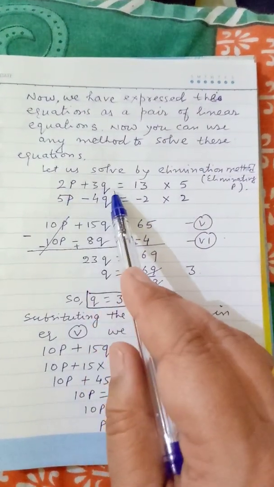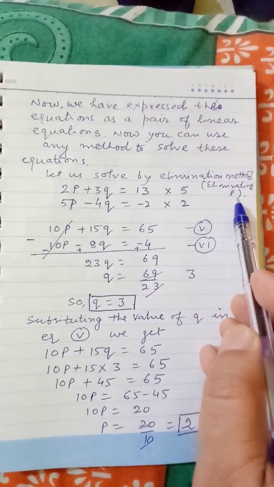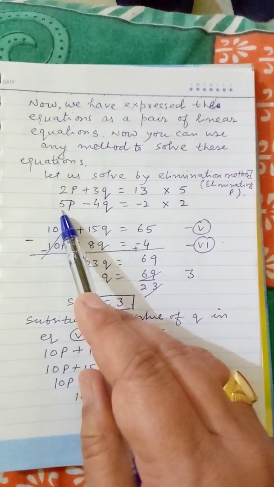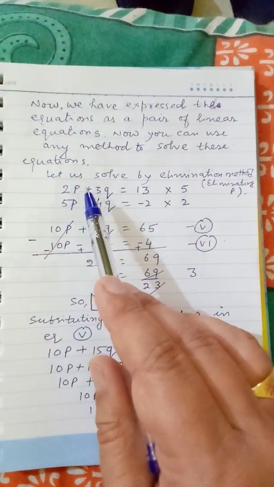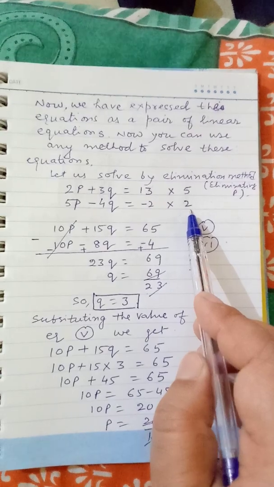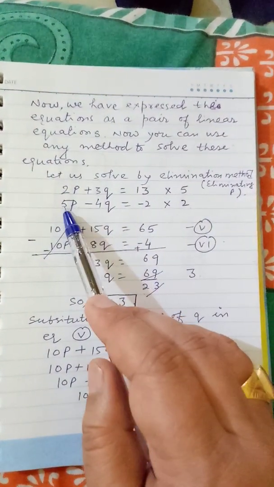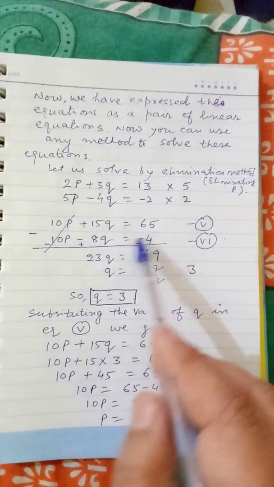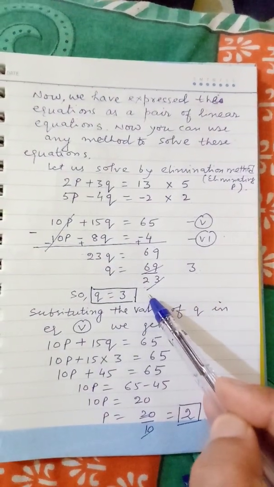We will write equation number 1 and equation number 2, and we eliminate the coefficient of p. So we multiply equation number 1 by the coefficient of p in equation 2, and equation number 2 by the coefficient of p in equation 1. Here the coefficient of p is 2, so we multiplied here with 2. Here the coefficient of p is 5, so we multiplied it with 5. Now by multiplying we get the equations like this. So this will cancel out and we get the value of q is equal to 3.